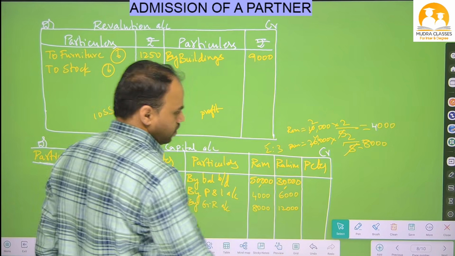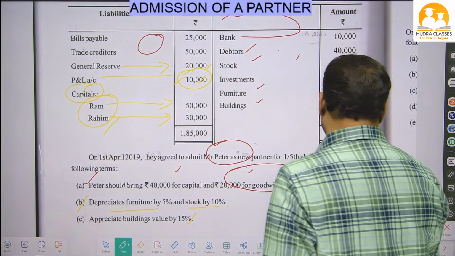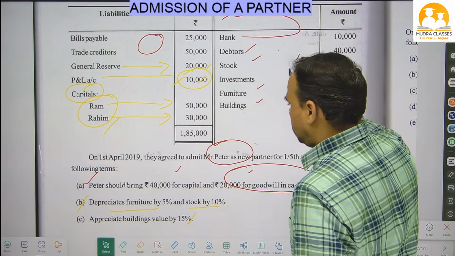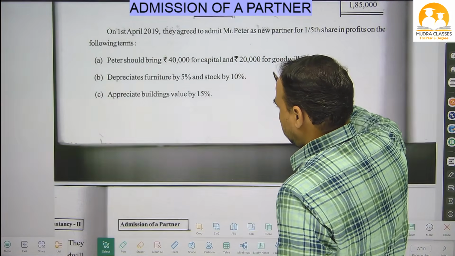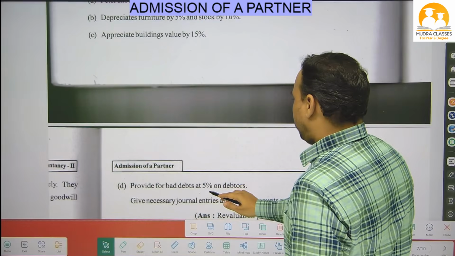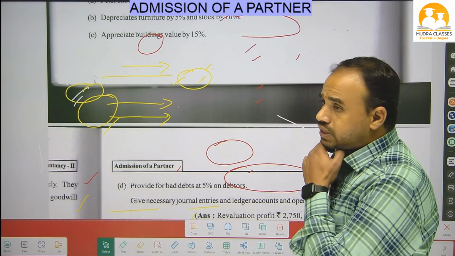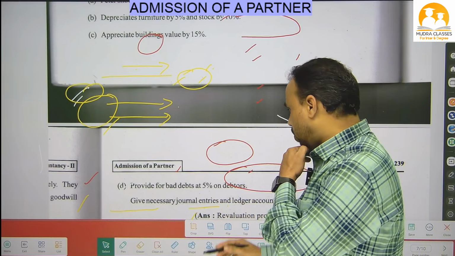Now see the next adjustment, and the last adjustment. See the next adjustment, given on the next page. Provide for bad debts at 5% on debtors. First of all you have to know what is debtors.